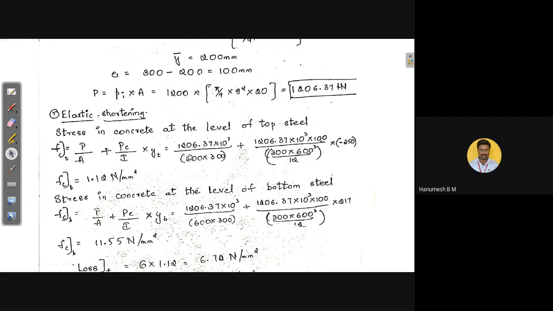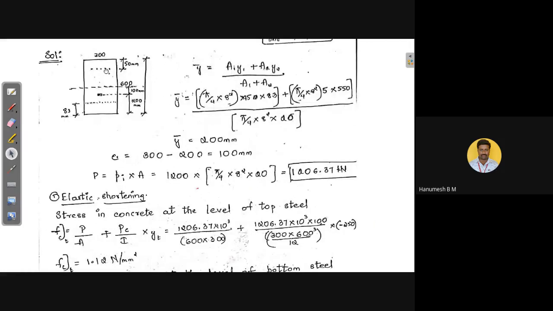P is the pre-stressing force in the cable, 1206.37 into 10 raised to 3 Newton, divided by the cross-sectional area of the concrete, 600 by 300, plus the moment due to the pre-stressing force, 1206.37 into 10 raised to 3 into 100. What is this 100? That is the position of the steel. It is the eccentricity, moment due to P into E. E is the eccentricity. Eccentricity is 100 mm. Divided by the moment of inertia of the rectangular section, BD cube by 12 into. Now, what is the position of the top steel?